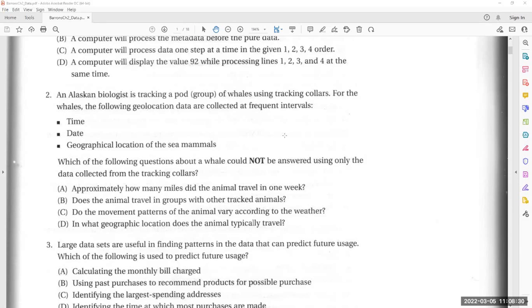Probably C for number 2. What's your reason? The data doesn't mention anything about weather, so we can't really include that.